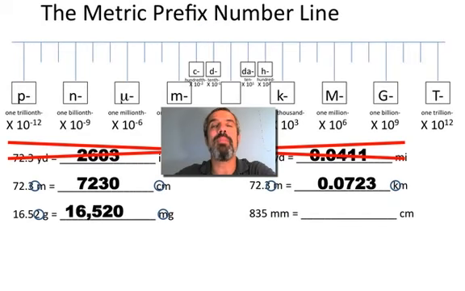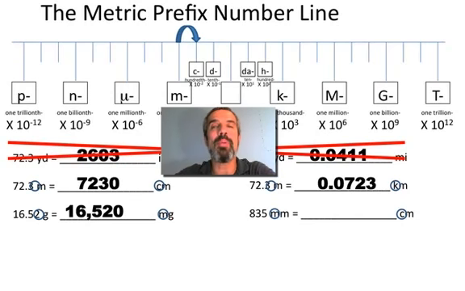How about this problem? 835 millimeters, and I'm converting to centimeters. They both have prefixes this time. I'm going from milli to centa. Go ahead and try to answer that question. Pause the video if you want to. If you look at the prefix number line, milli and centa are just 1 notch apart. And going from milli to centa is getting bigger. I therefore want to make my number get smaller.